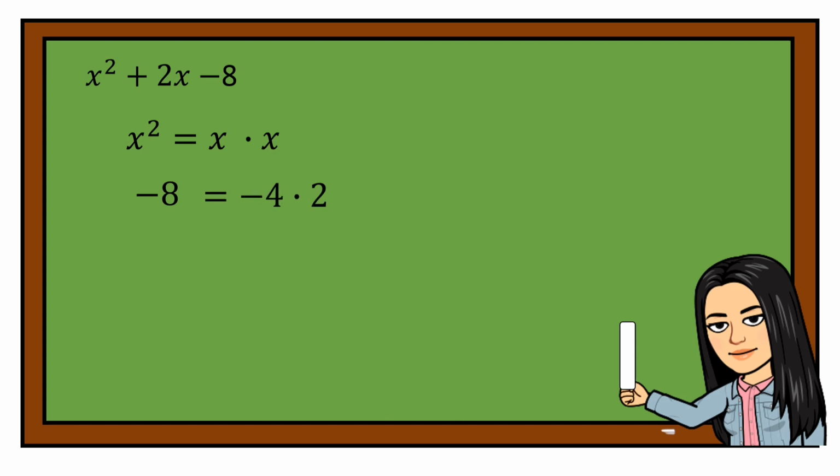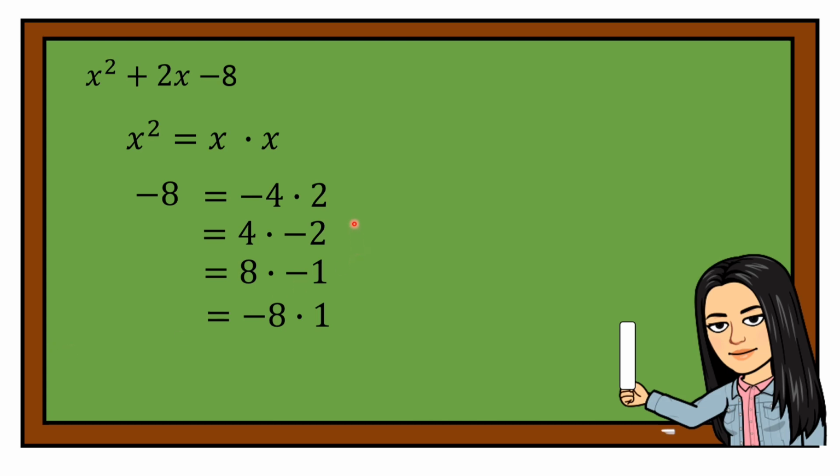So we have here, negative 4 times 2 is equal to negative 8. 4 times negative 2 is also equal to negative 8. 8 times negative 1 is also equal to negative 8. And negative 8 times 1 is also equal to negative 8.